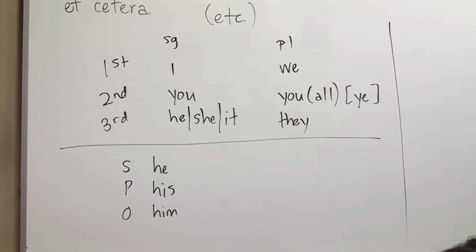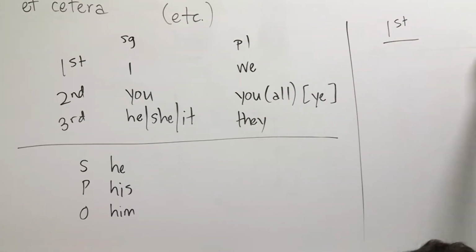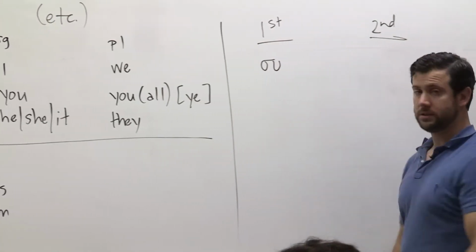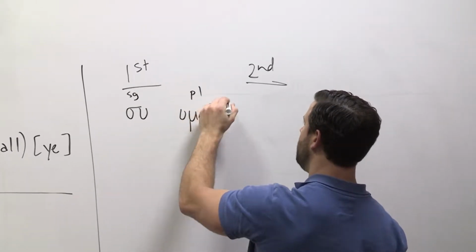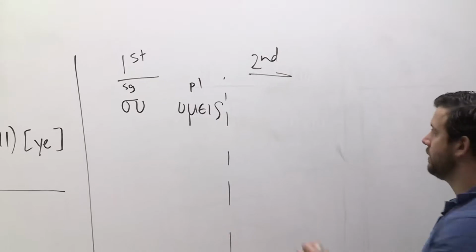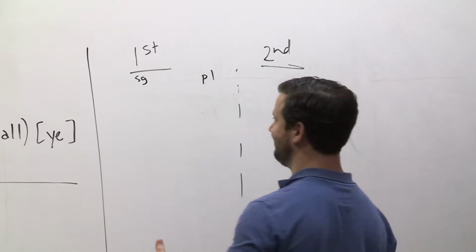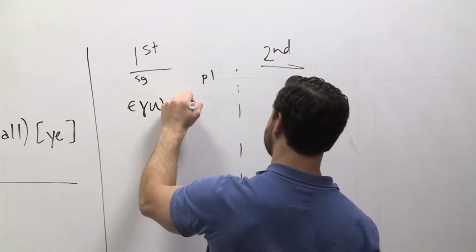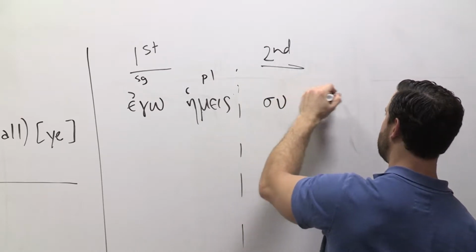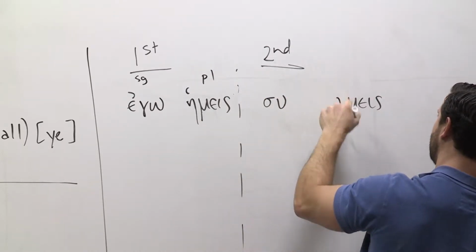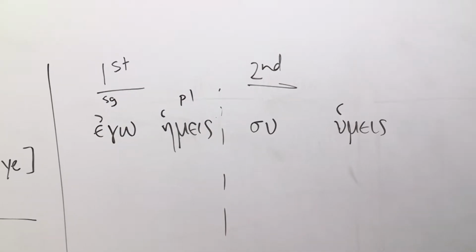All right, so let's move to the Greek pronouns then. We're only going to learn the first and the second person in this chapter. First person is ego. Second person, su, and in the plural, humes. So you singular, you plural. All right, humes, humes, very often confused because obviously they're very similar.